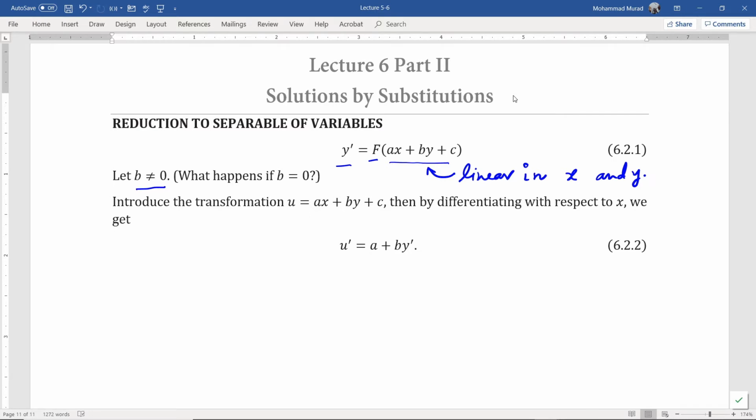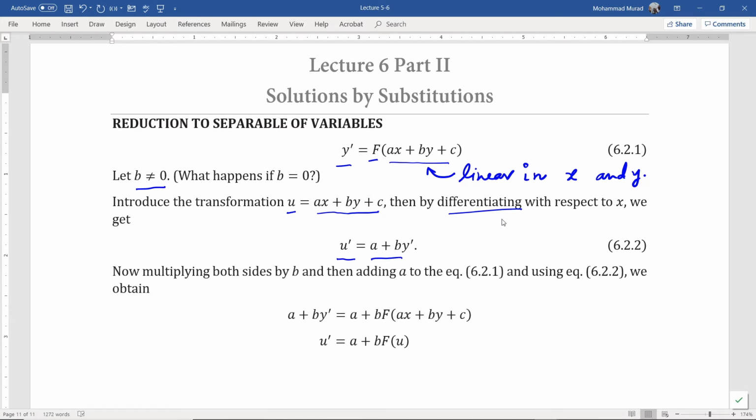Now we introduce the transformation u equals ax plus by plus c. Then by differentiating u with respect to x, we get u prime equals a plus b times y prime. Equation 6.2.2.